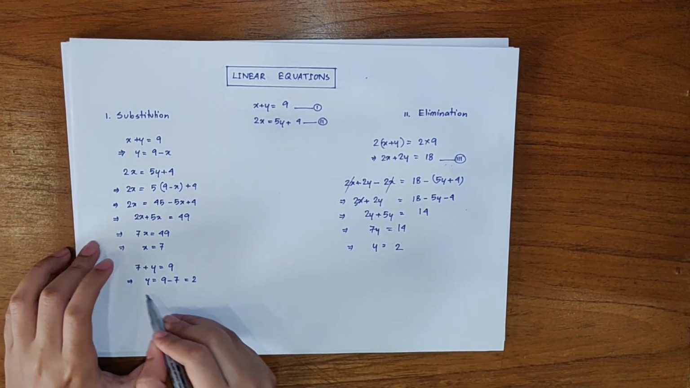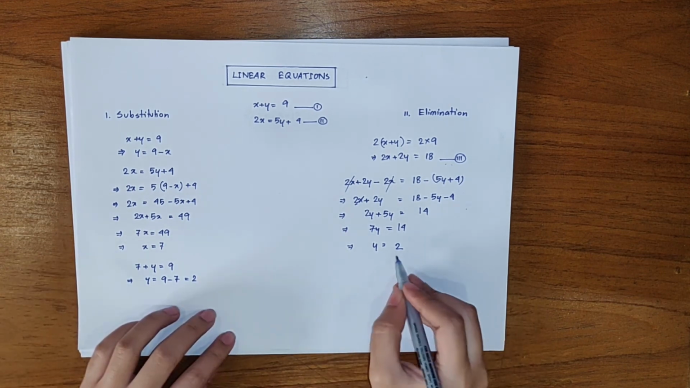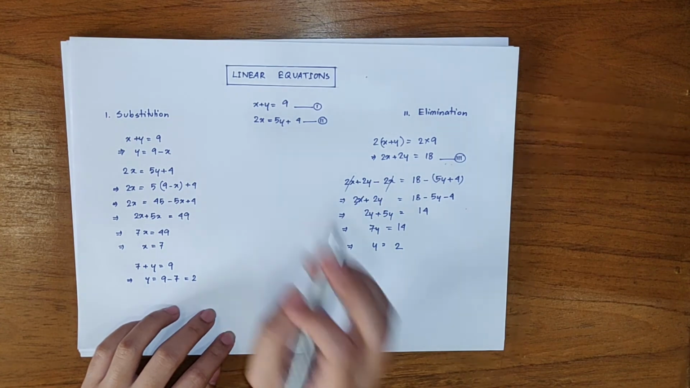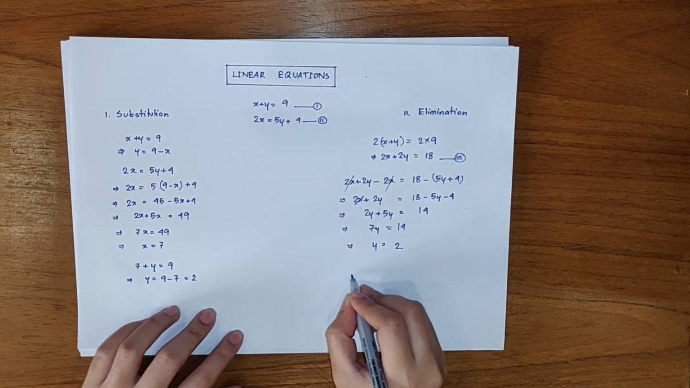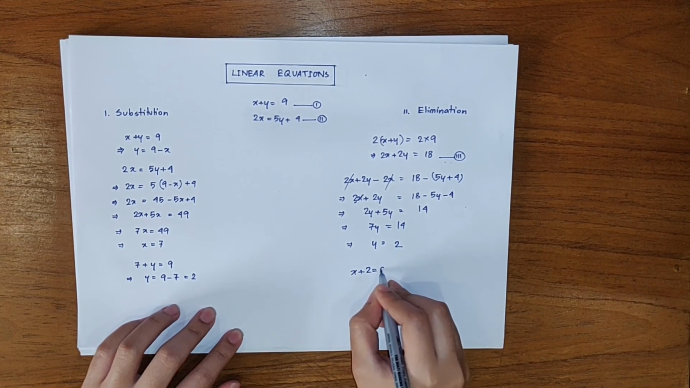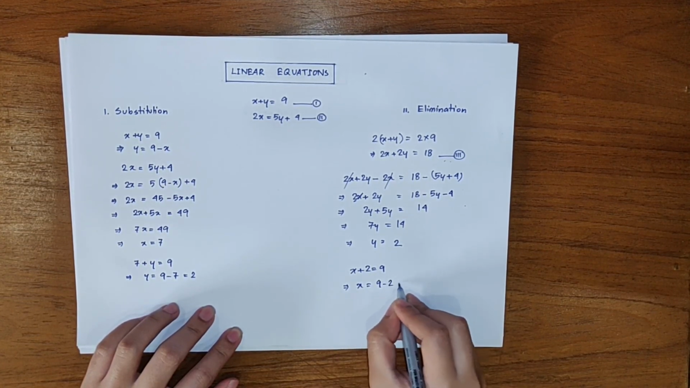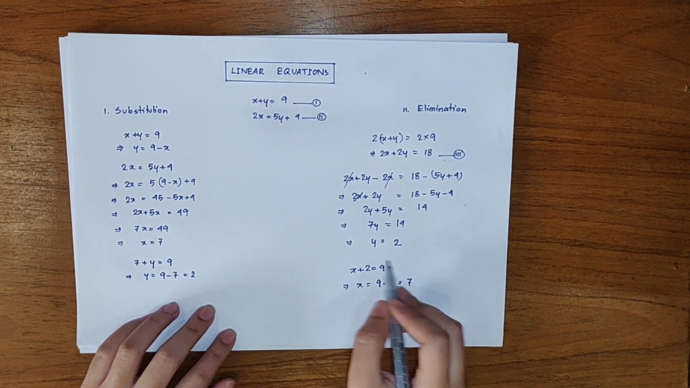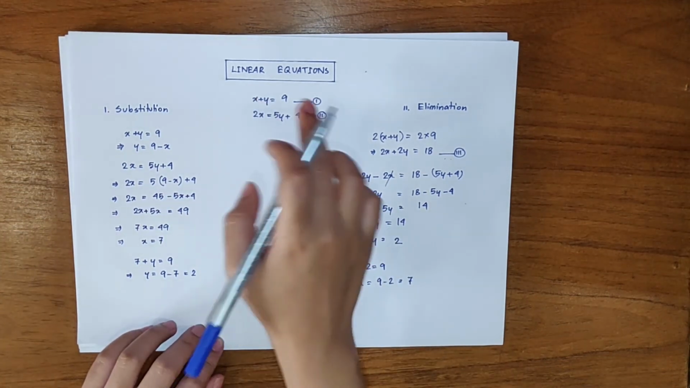As we can see, in this method, we also got y is equal to 2. Now we can plug in the value of y in any of the equations to find the value of x. Let's say we want to do that in equation 1. So x plus 2 is equal to 9. Then we have x is equal to 9 minus 2, which is 7. So x is equal to 7 and y is equal to 2. This is the answer for these two equations.